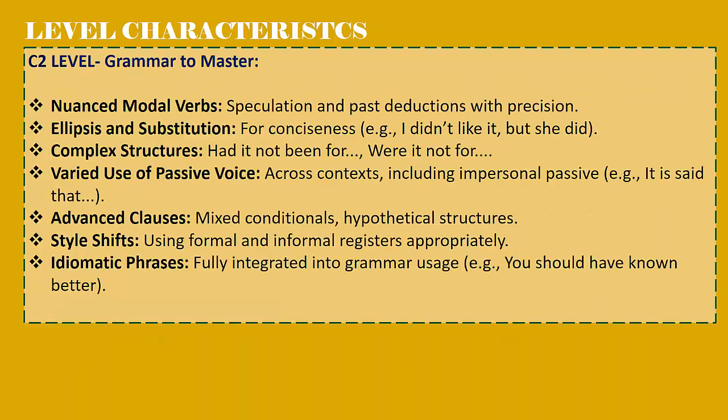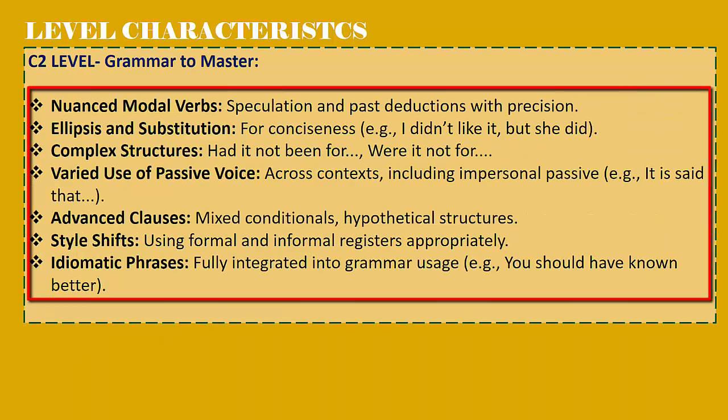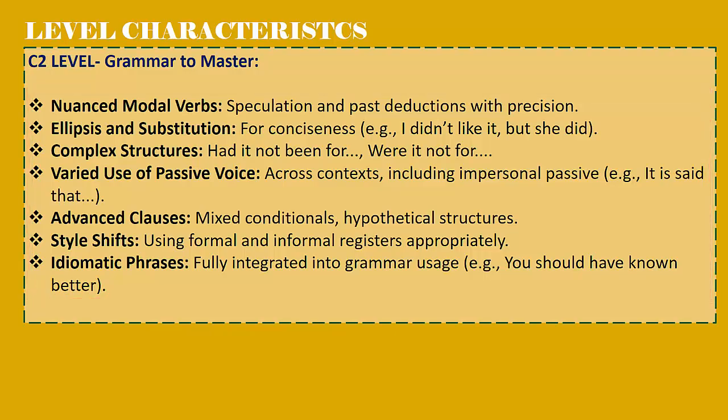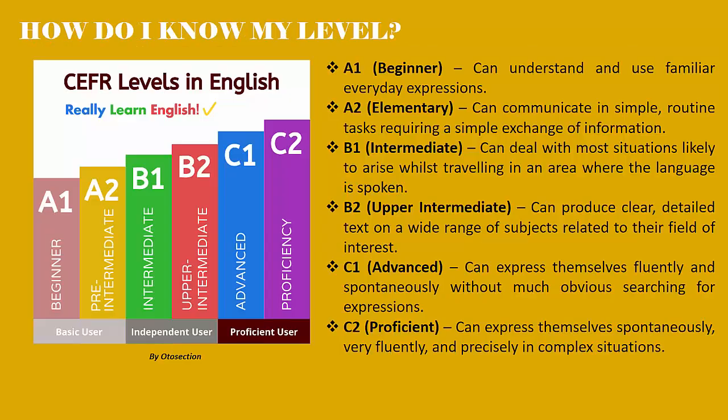And what is this level capable of doing? Nuanced modal verbs, ellipses and substitution, complex structure, can use the passive voice in various ways, using advanced clauses, style shifts, idiomatic phrases. We have idiomatic phrases in B2, C1, C2, but C2 is more complex, way more complex. So, okay, you can ask me, how do I know my level?